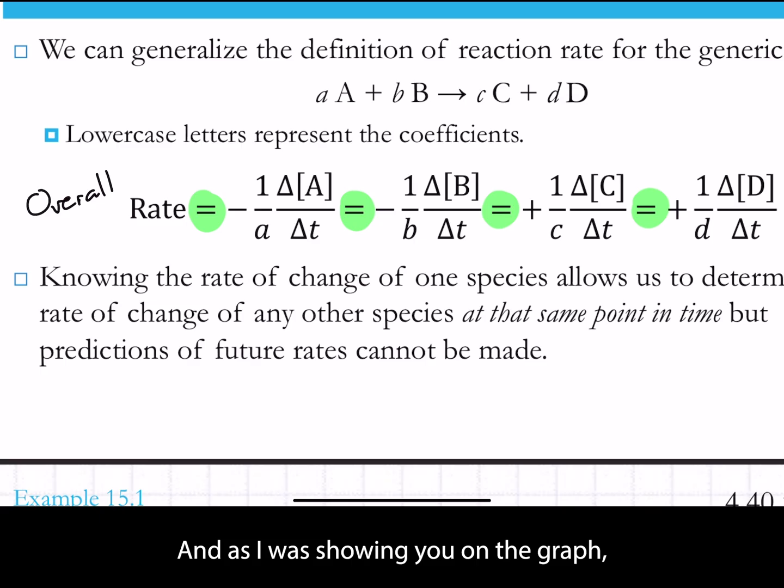And as I was showing you on the graph, we can't make any predictions using this in terms of what the future rate is going to be, because what we're really doing is drawing straight lines on a curve. And so it is going to deviate from that curve pretty quickly.